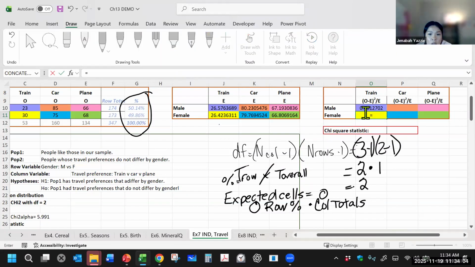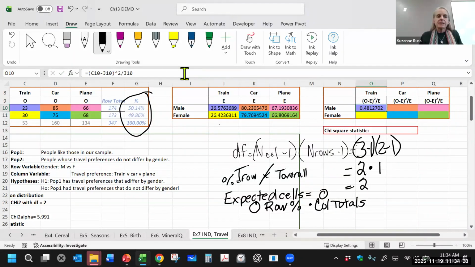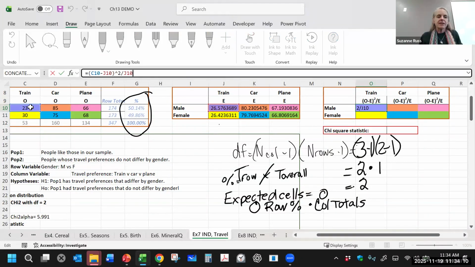Can you click on the equation again? Yeah. It's hard to see the cells that are highlighted, but here's the first one in the parentheses, the O for train. Here's the E for train. Then I squared that and divided again by this E for train, the purple E. That's why I color-coded the cells.